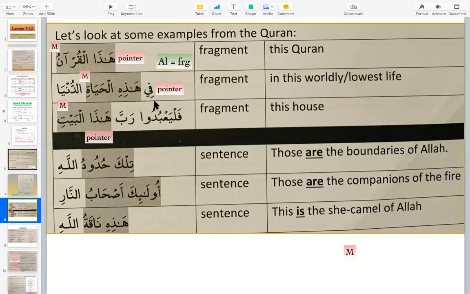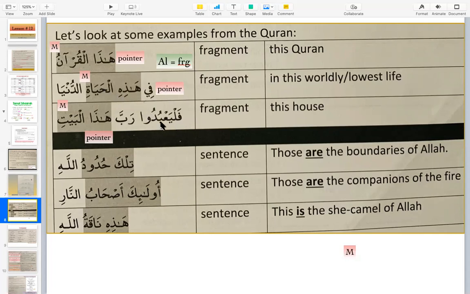Then we have fi hazihil hayati dunya. So fi came. What do we need after that? We need our ism majroor. So hazihi is our ism majroor over here. And then al-hayati and al-dunya. After hazihi, I see al over here, so that means this is a fragment. How am I going to translate? In this worldly life. Do you see any relation between them? Yes. Al-hayati, al-dunya, worldly life. So this is our mausuf sifa fragment. Again, this is our fragment because after hazihi we have al over here.